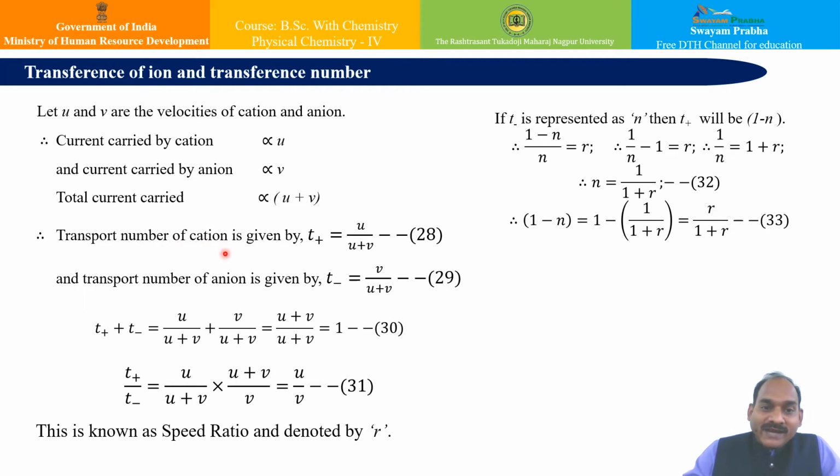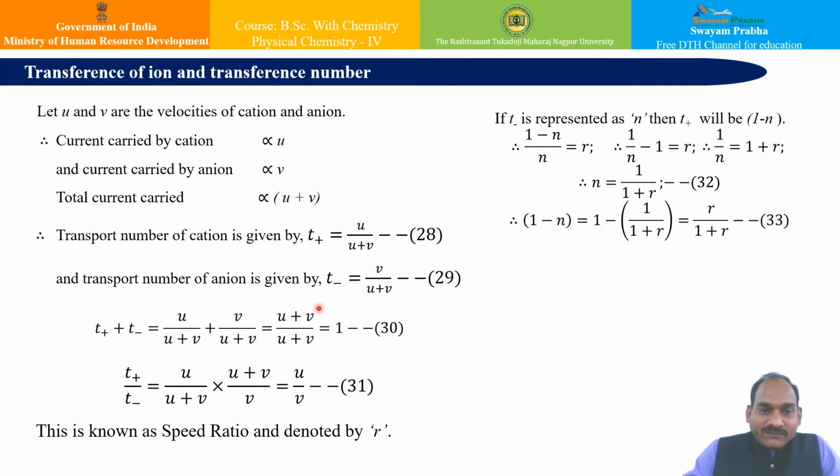My transport number of cation will be given by T plus, and for cation it is u upon u plus v, because u is represented for cation and v for anion. So in the denominator is the total current carrying, and in the numerator the current carried by the cation. So the transport number for cation is T plus equal to u upon u plus v. Similarly, the transport number of anion is given by T minus, and it is given by the fraction v upon u plus v, correct? Because v is the current carried by the anion upon the total current carrying capacity of the cation and anion.